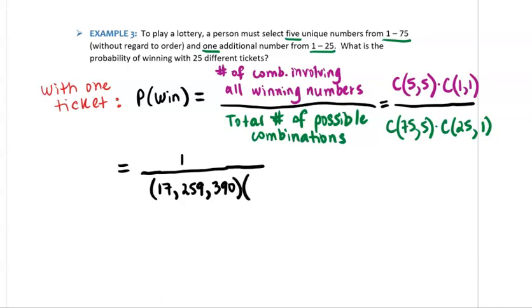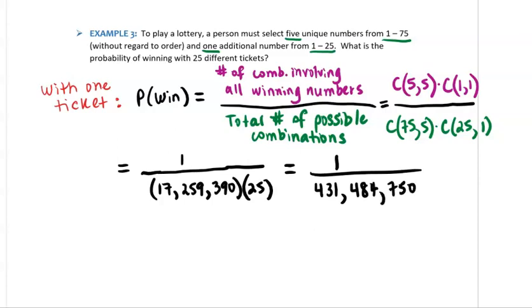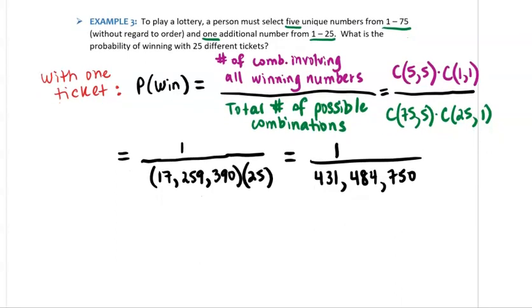And then we're multiplying that by C(25,1), which ends up being 25. When I multiply those combinations in the denominator, I get 1 out of 431,484,750. And that ends up being the probability of winning with 1 ticket. Very small probability.